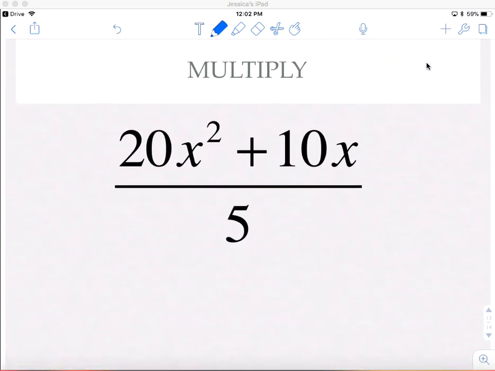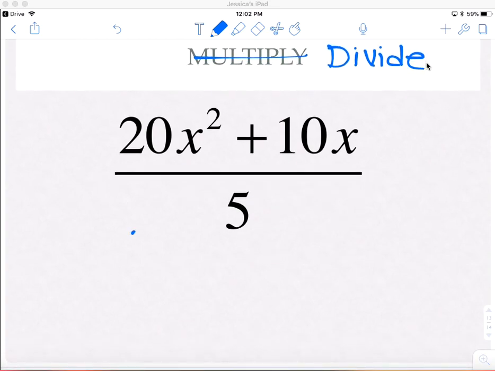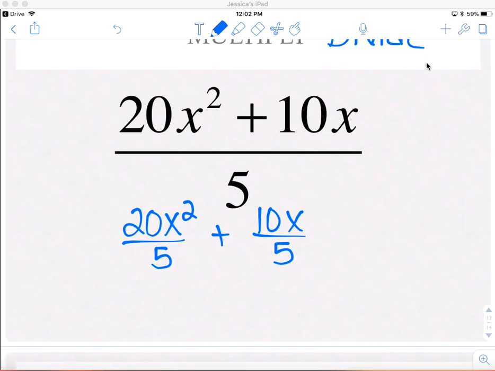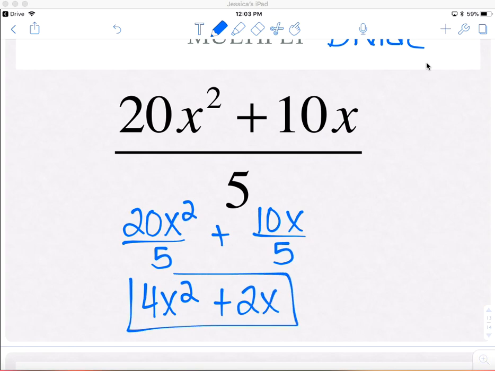All right, the last thing we're going to talk about, this actually should say divide, is when you're dividing terms. So when I'm dividing 20x squared plus 10x plus 5, you can actually think of this as dividing each term by 5. So you can go ahead and separate this out. 20x squared divided by 5 is 4x squared, and 10x divided by 5 is 2x. I cannot combine those because they are not like terms, so I'm finished.